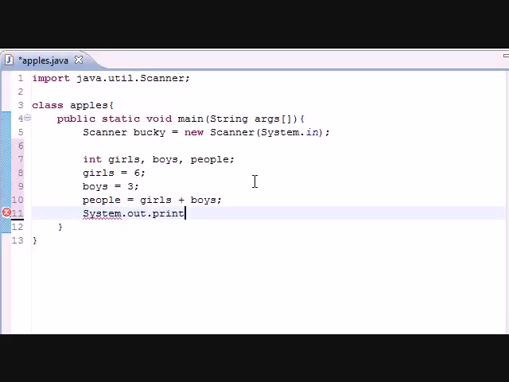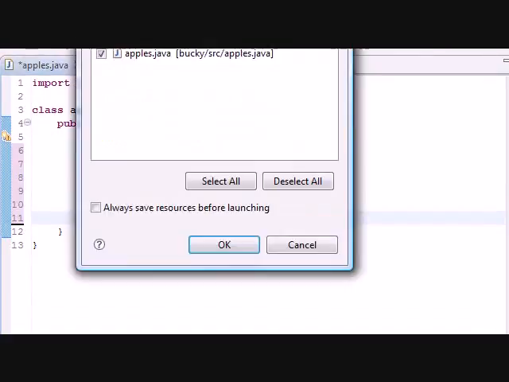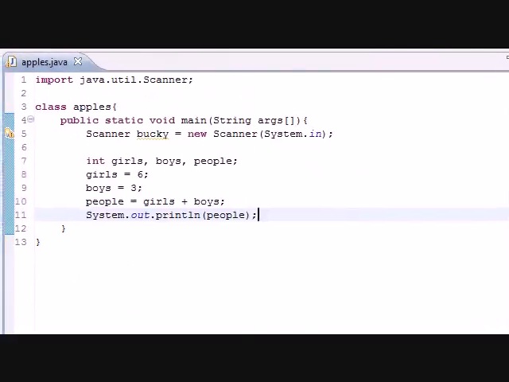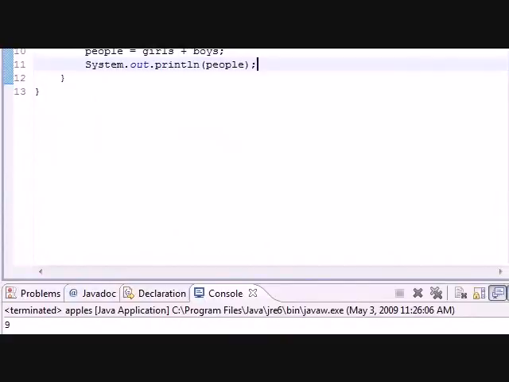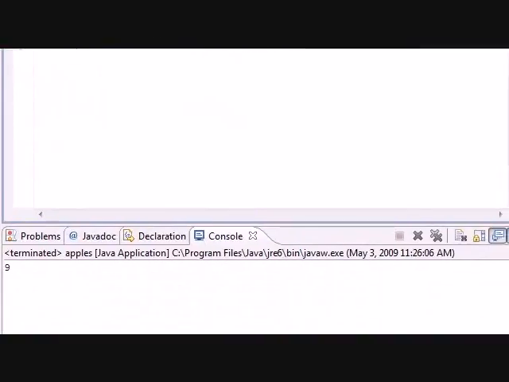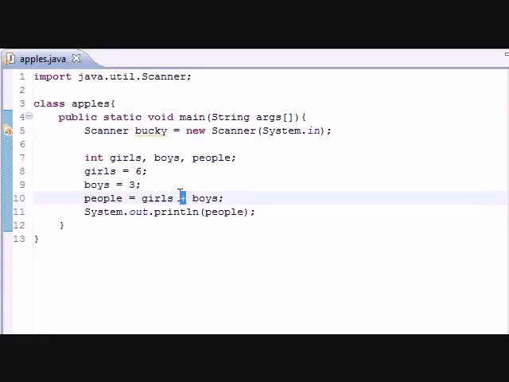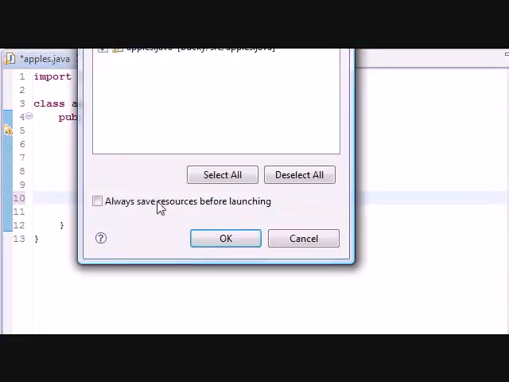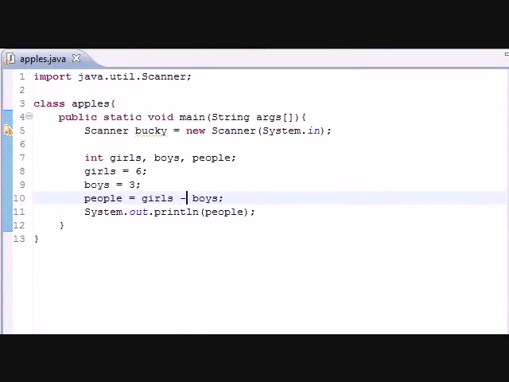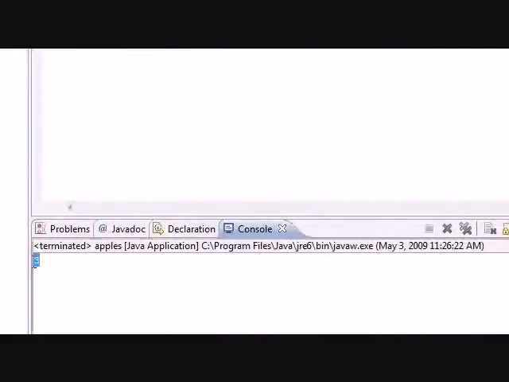So we put system.out.println, and in our parameter go ahead and go with people. And now if we go ahead and run this, we get 9. Since 6 plus 3 is 9. And so that is how you can use addition with Java. But addition isn't the only thing you can use. You can use minus or subtraction to get the difference, which 6 minus 3 is 3.